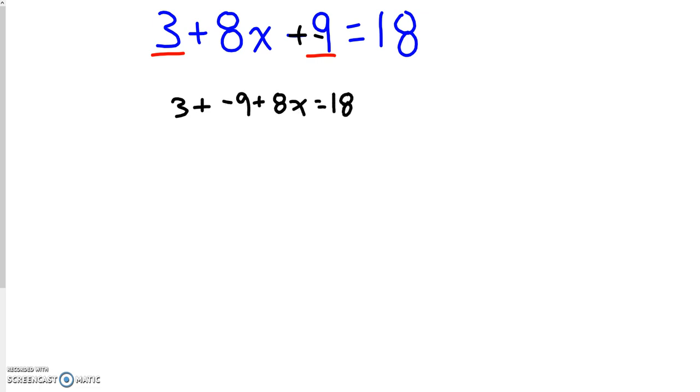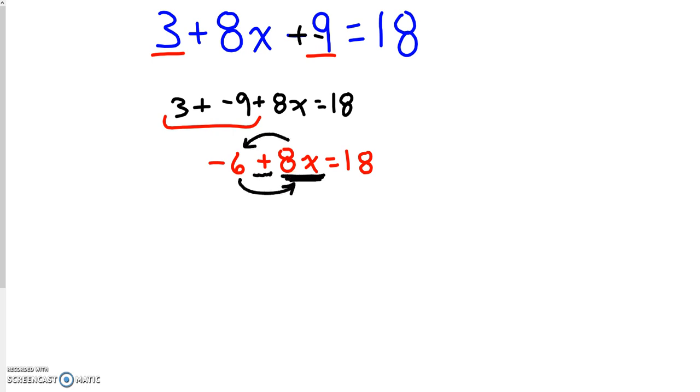I want to combine like terms. 3 plus negative 9 is negative 6. Negative 6 plus 8x equals 18. A lot of you don't like it when the term with the variable isn't in the front. So since this is addition here, you could rearrange. And it says 8x plus negative 6 equals 18.